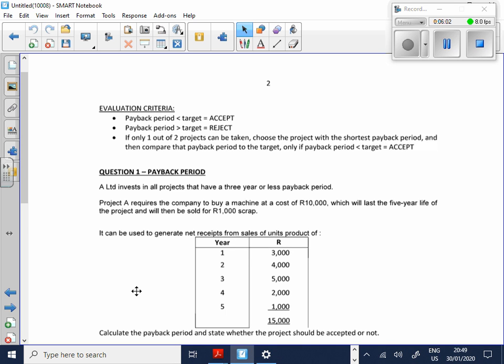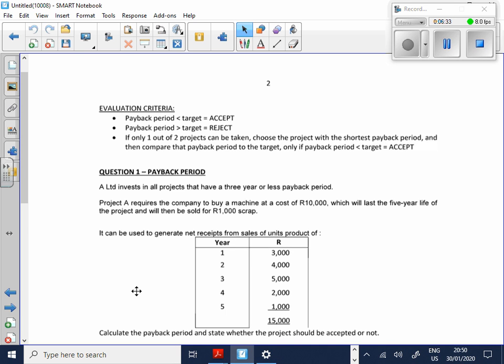Okay? So it says a company invests in all projects that have a 3-year or less payback period. Project A requires a company to buy a machine at a cost of 10,000, which will last the 5-year life of the project and be sold for 1,000 scrap. And it gives you cash flows for each of the years. So what do we do? We say 3 plus 4 is 7, plus 5 is 12. Sometime in year 2, we go past the 10,000 Rand cost. So this has got a 2.6-year payback period.